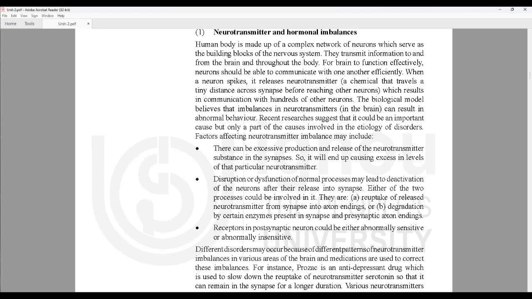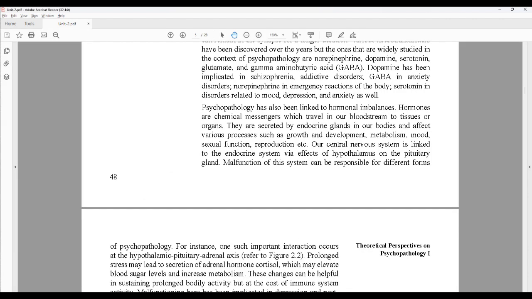For instance, Prozac is an antidepressant drug which is used to slow down the reuptake of neurotransmitter serotonin so that it can remain in the synapse for a longer duration. Various neurotransmitters have been discovered over the years, but the ones that are widely studied in the context of psychopathology are norepinephrine, dopamine, serotonin, glutamate, and gamma-aminobutyric acid, GABA.